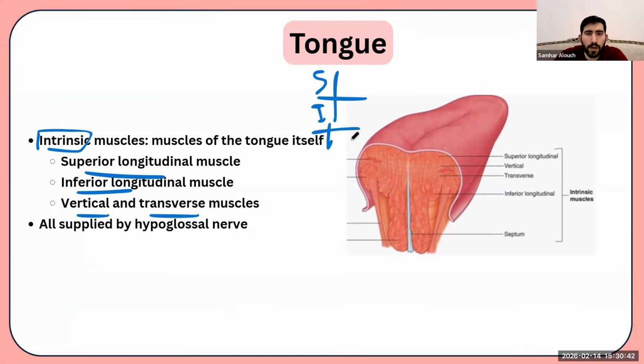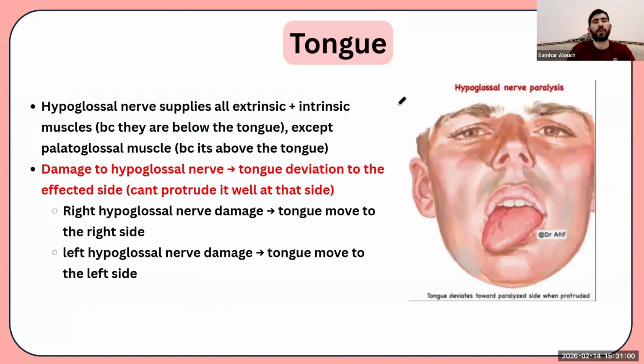Then we have a mixture of vertical and the transverse muscles, like this. And these are the four muscles of the tongue itself: superior longitudinal, inferior longitudinal, vertical, and transverse muscles. All of them are supplied by hypoglossal nerve. So, what's the function of the hypoglossal nerve? All of these muscles, main action is to push the tongue out.